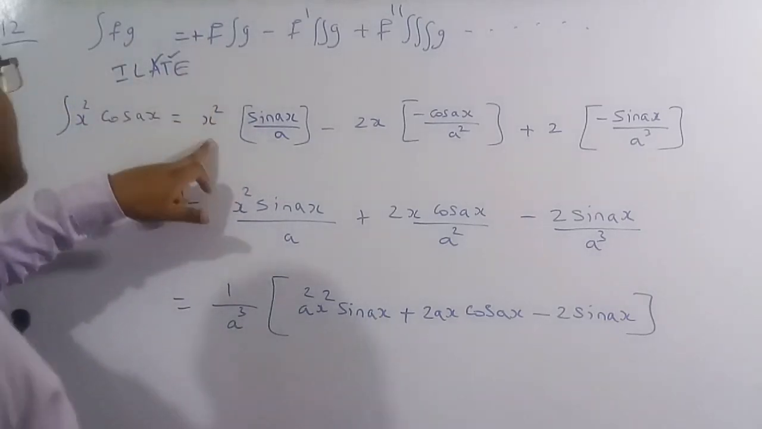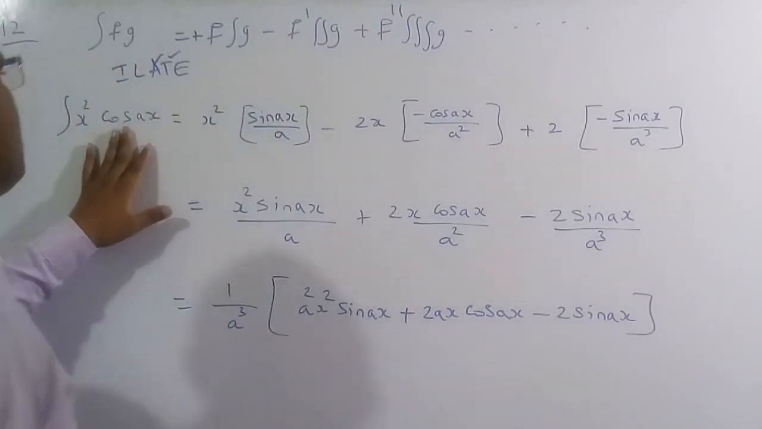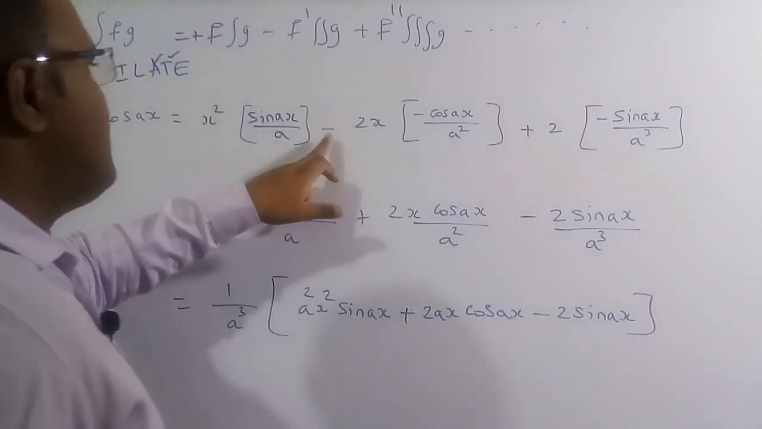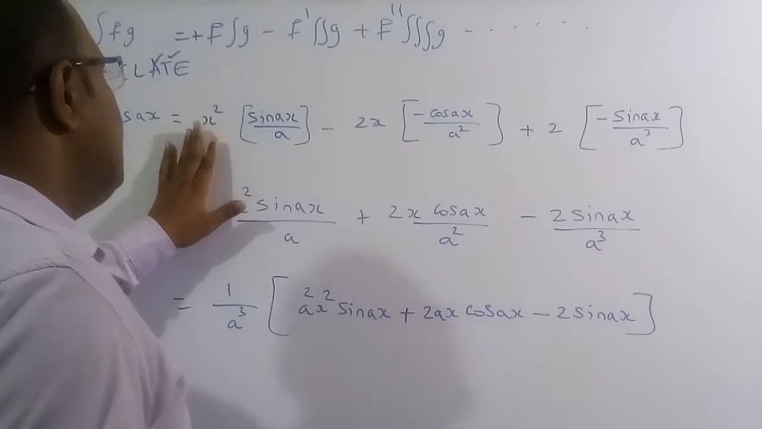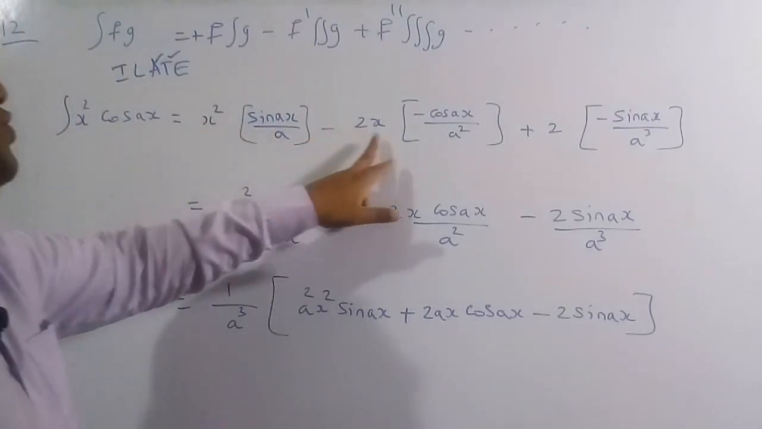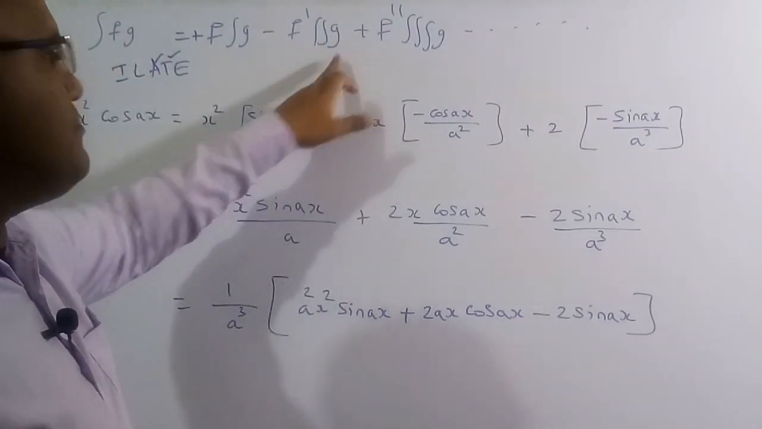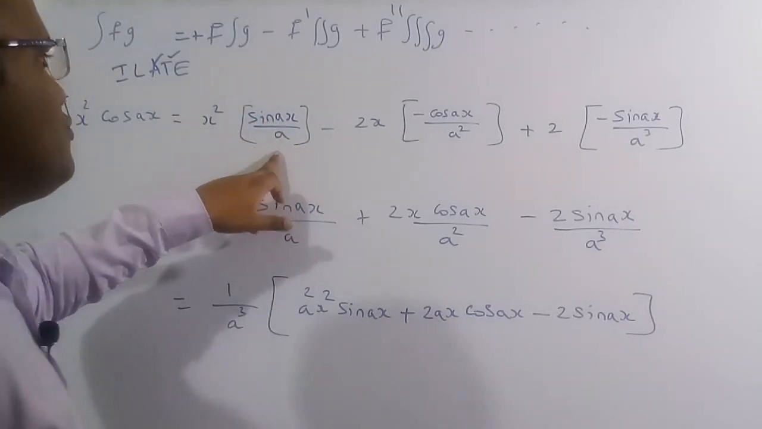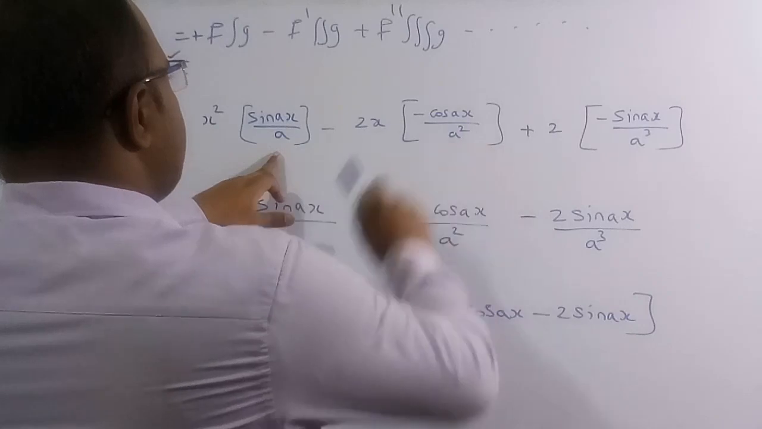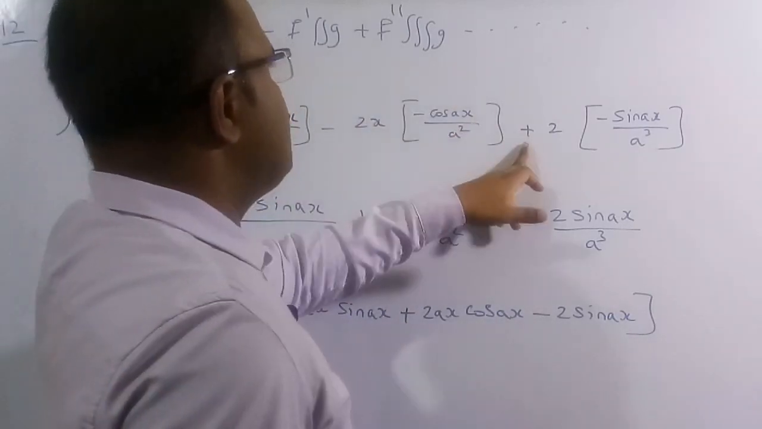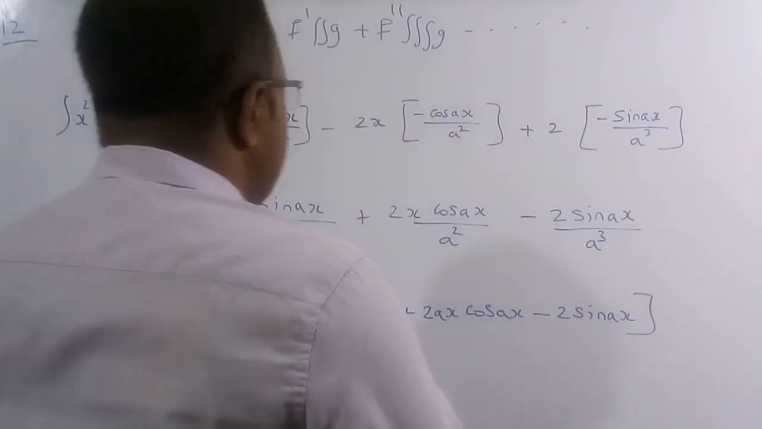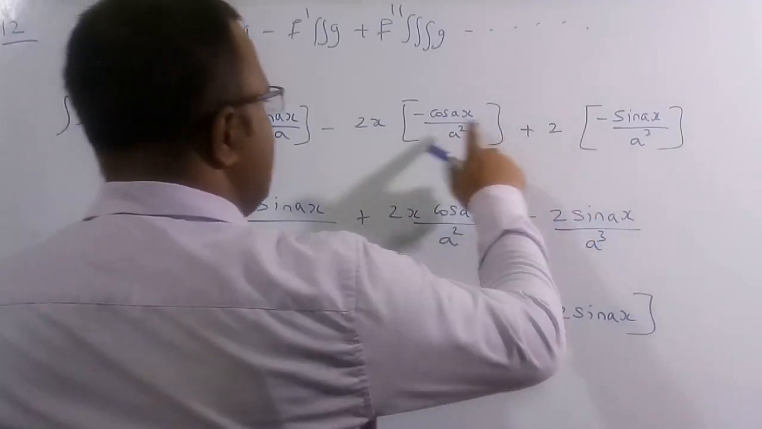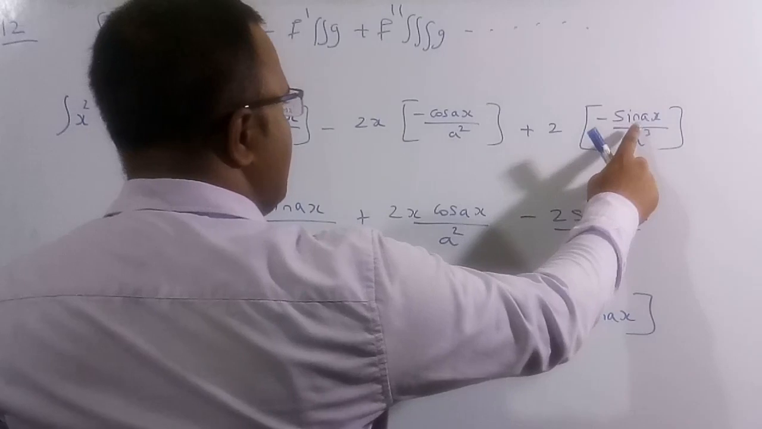So here f is x square, and integration of g means we have to do the integration of cos ax, which is sin ax by a. Similarly, minus, and f dash means we differentiate x square, which is 2x, and the double integration of g means we do one more integration. So this is minus cos ax by a square, and now it's a plus, and f double dash is 2x differentiated again, which becomes 2, and similarly here the integration of cos ax is sin ax by a.